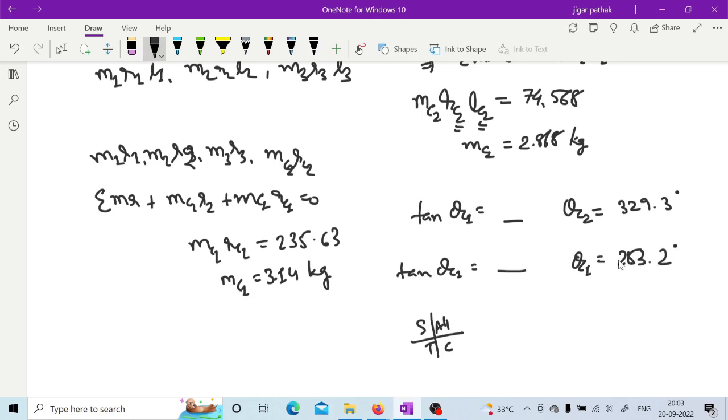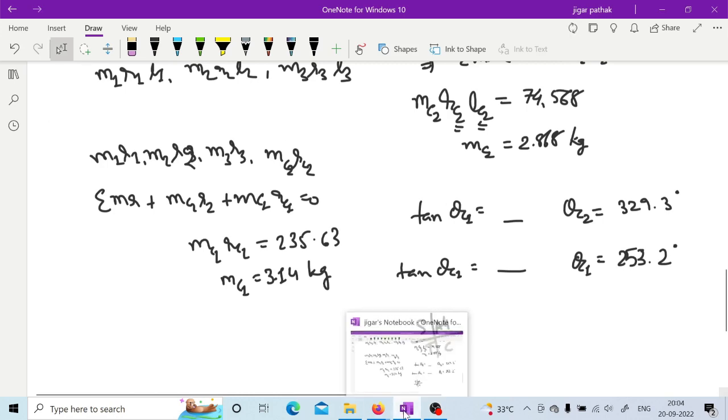This will be 253.2. Again, writing it is confusing, so it is 253.2. Okay. So this way you will be able to solve this problem, right?